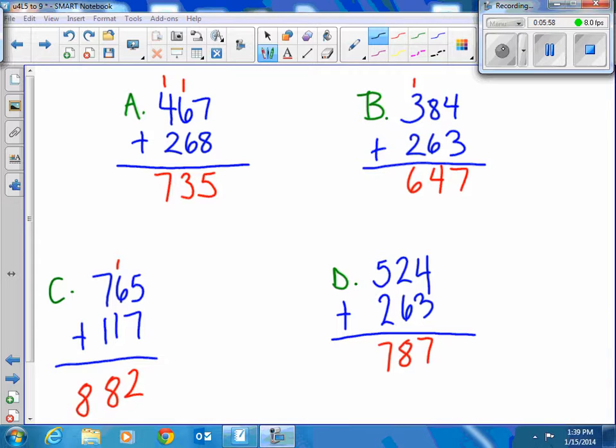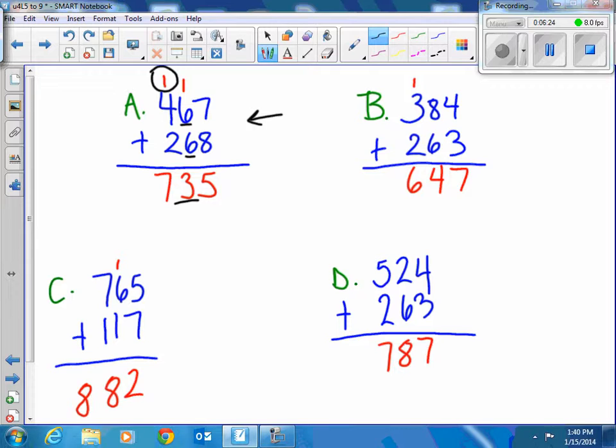All right, boys and girls. First of all, where did we need to group tens to make a new 100? Well, over at letter A, I see a new 100 right here. So we had to group the tens place because we said 6 plus 6 was 12, plus the 1 was 13, and we had to carry that 1. So we had to make a new 100. So letter A, we had to make a new 100.